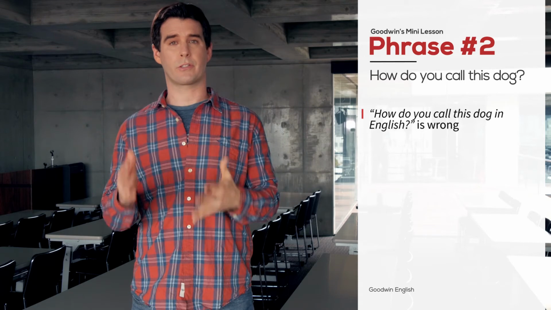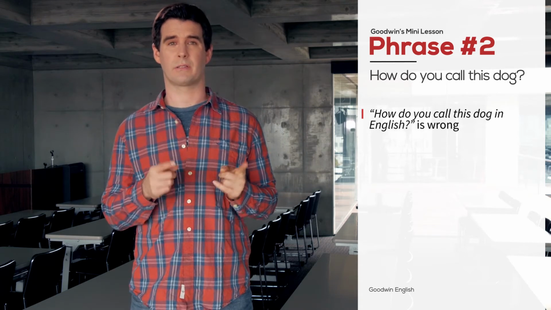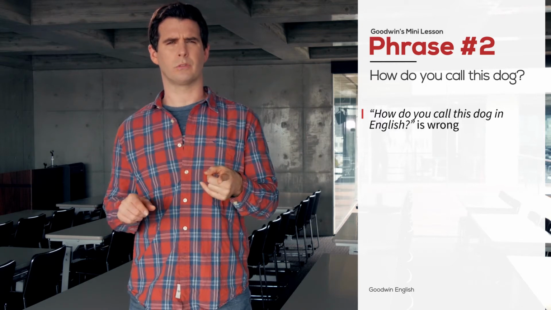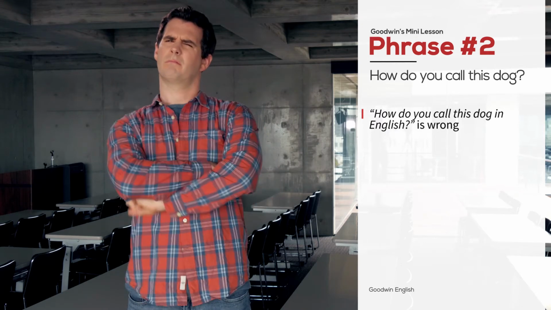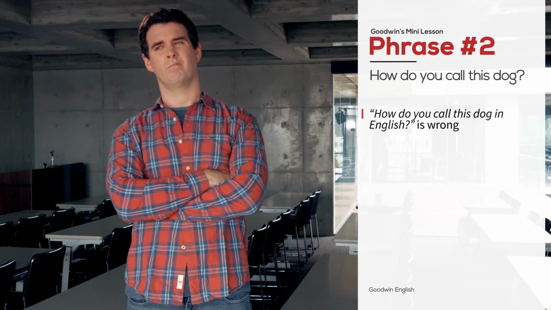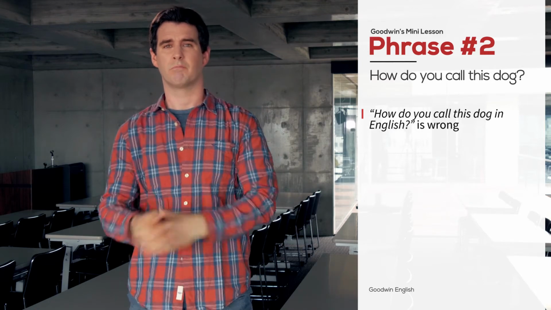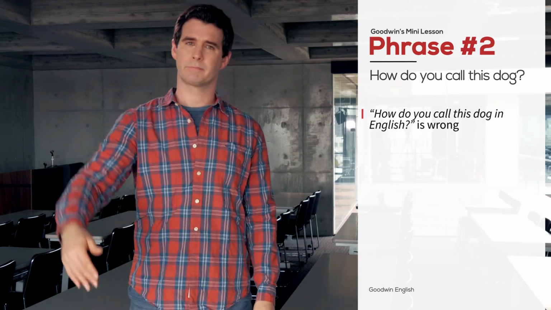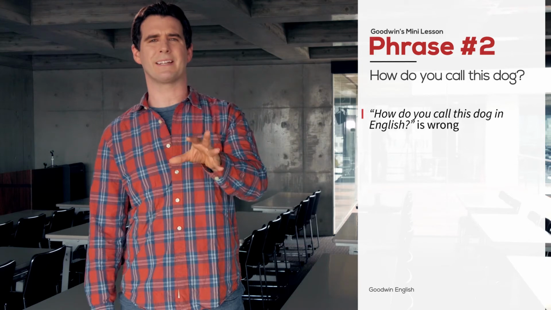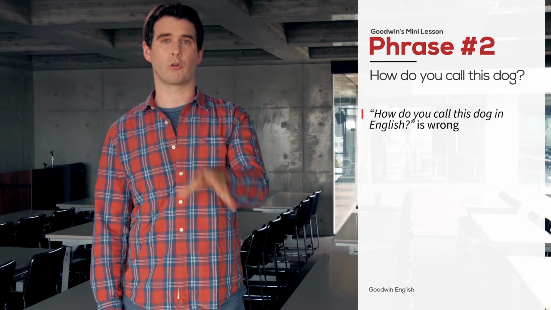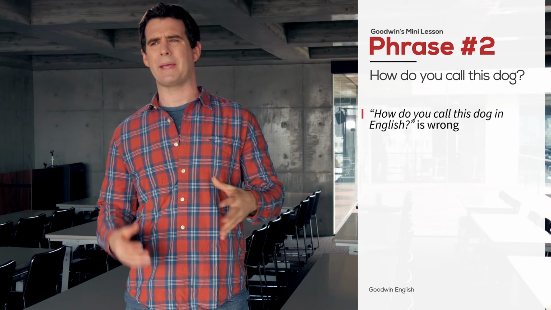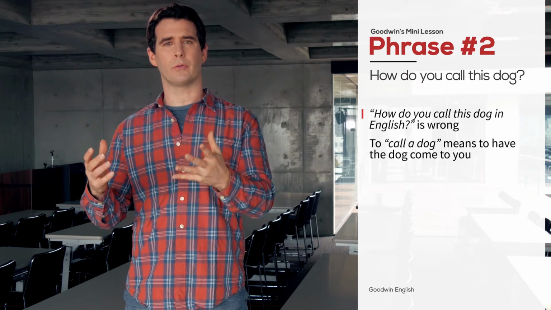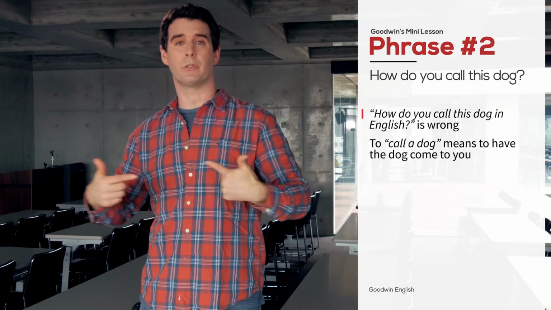If you ask your friend this question, how do you call this dog in English? Your friend will look at you funny and say, usually I just say, here boy, or come here. So the meaning of the question is wrong. Basically, the question means, how do you get your dog to come to you?